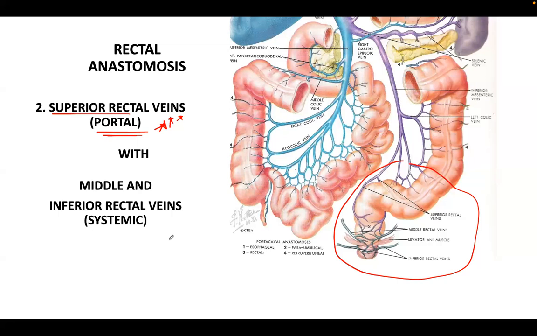What specific blood vessels are involved in the hemorrhoids of a patient with portal hypertension? Sige, let's see if you're following me. What specific blood vessel is involved if there is portal hypertension? Sinabi ko na, portal hypertension. So if it's portal hypertension, it should be the superior rectal veins. Okay, it should be superior.